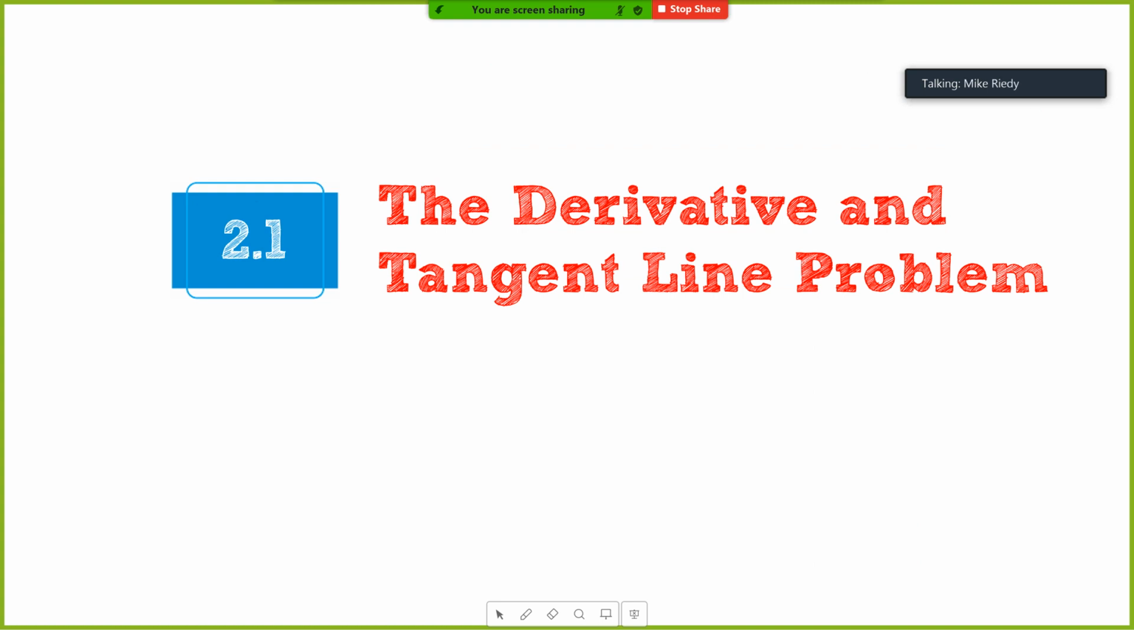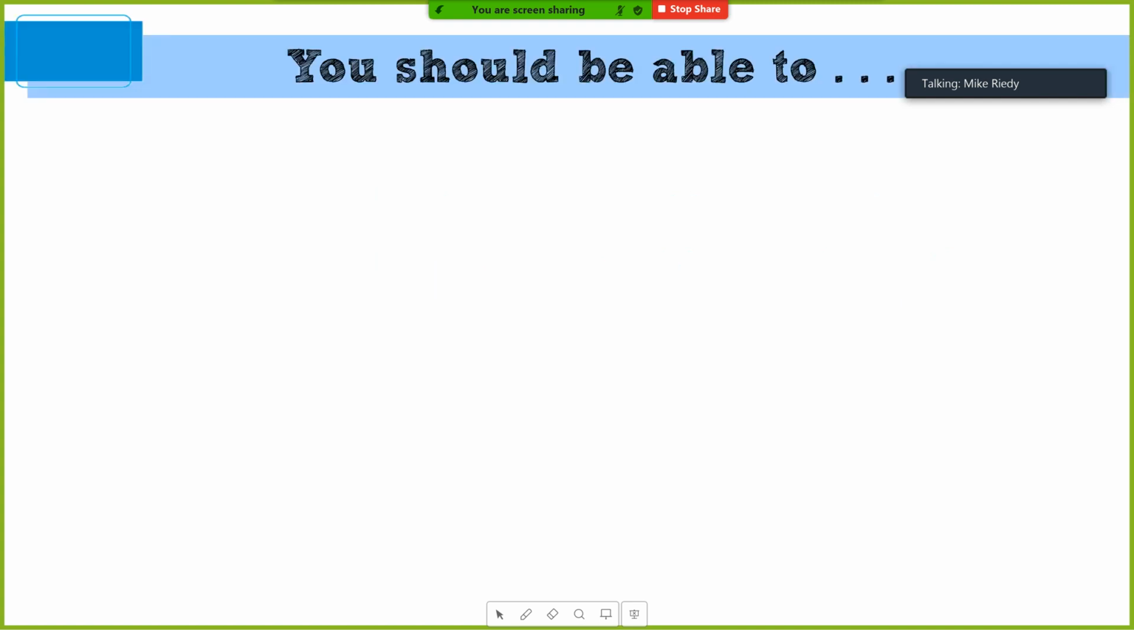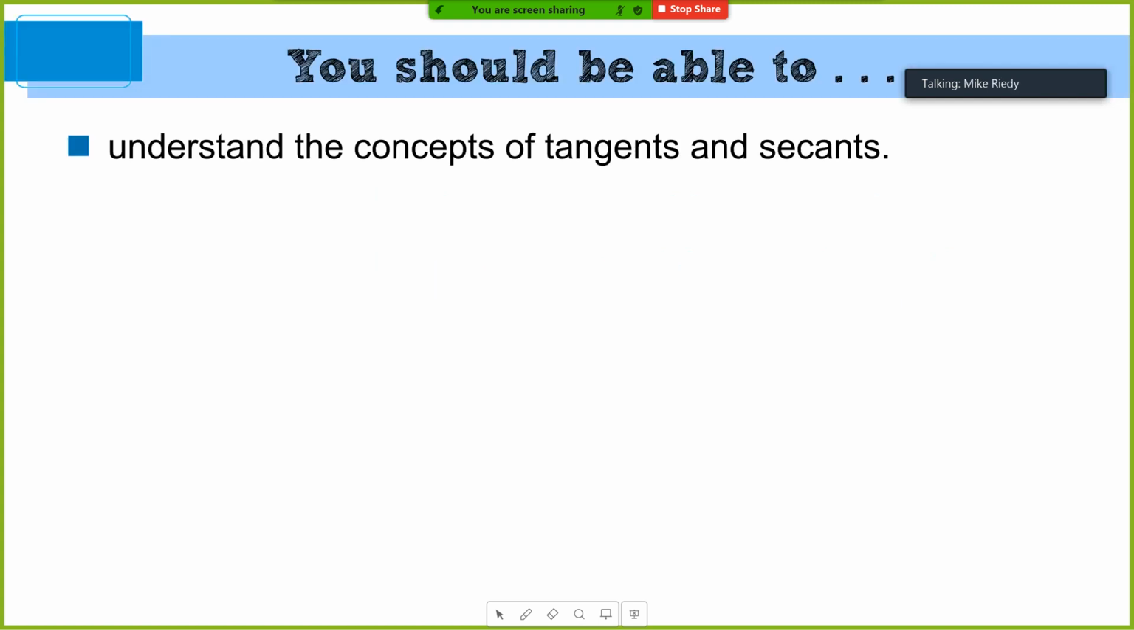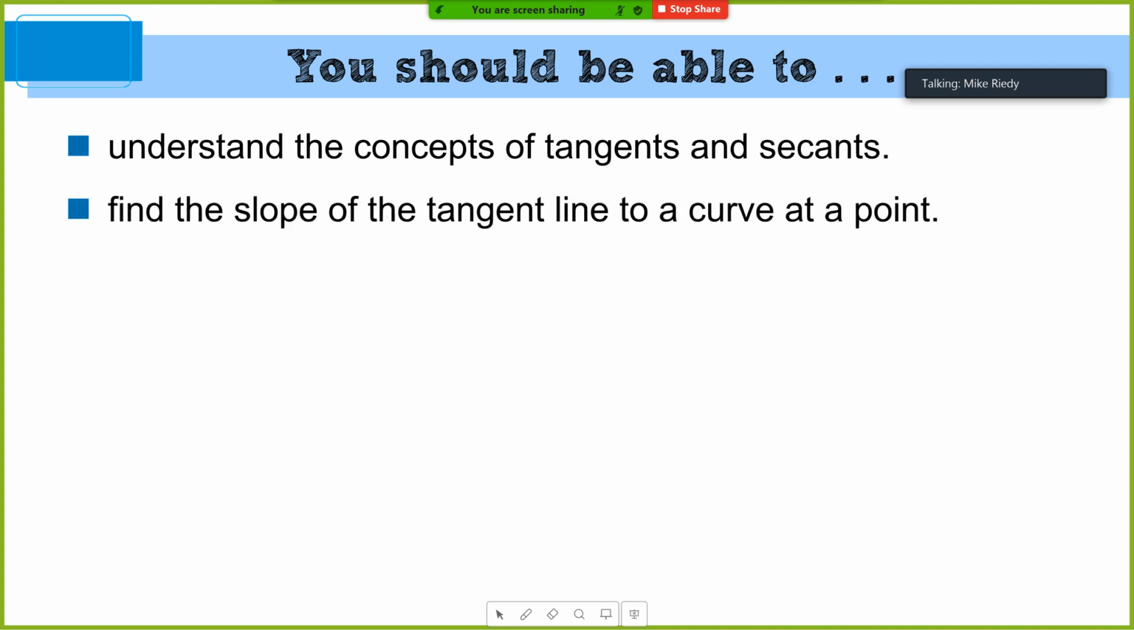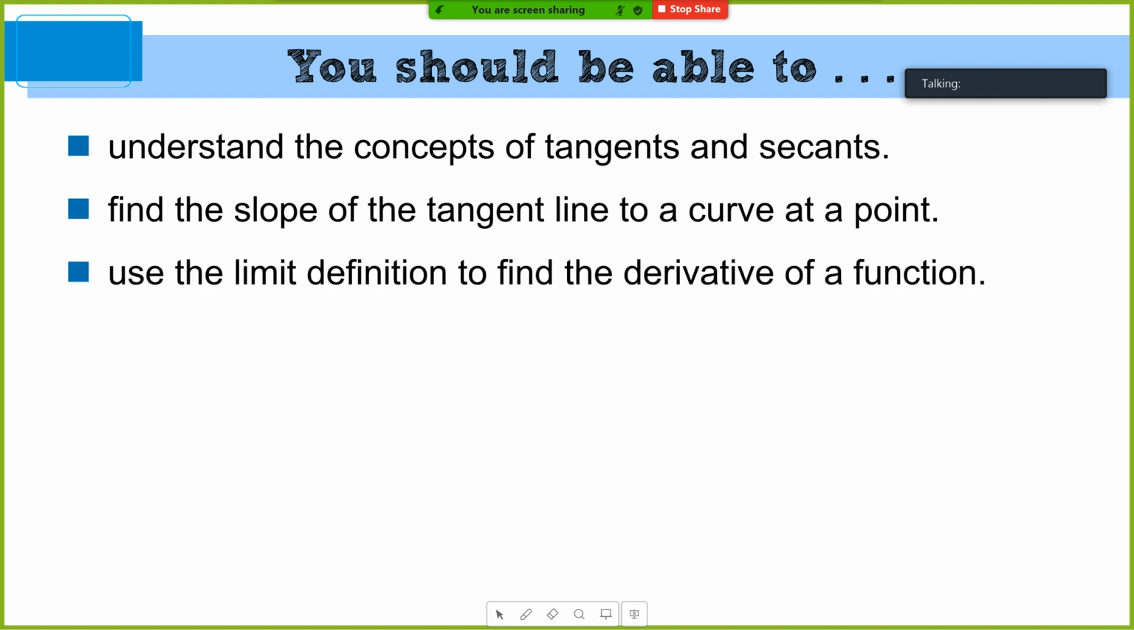Okay? So we're going to talk about the difference between a tangent line and a secant line as part of our lesson today. Like I said, tangents and secants, I'll refresh your memory on the difference between the two. And then we're going to start looking at the slope of a tangent line to a curve, which you just did on the intro, but we didn't call it that. And then we're going to talk about the limit definition of derivatives.